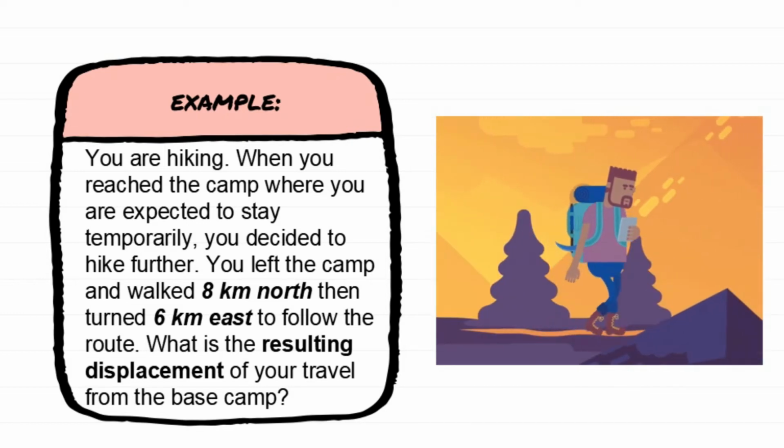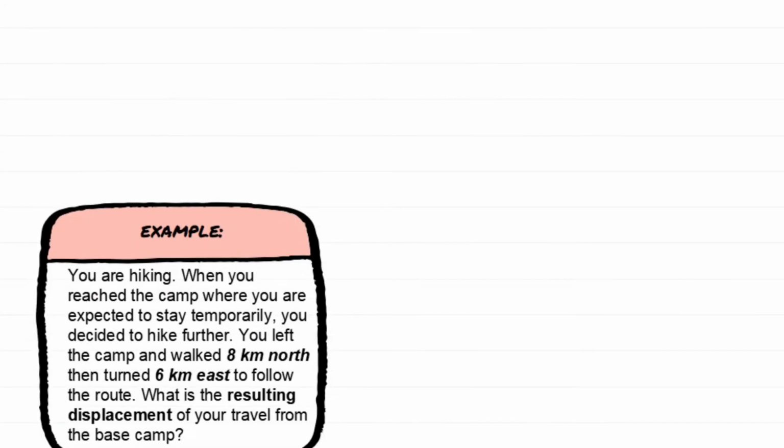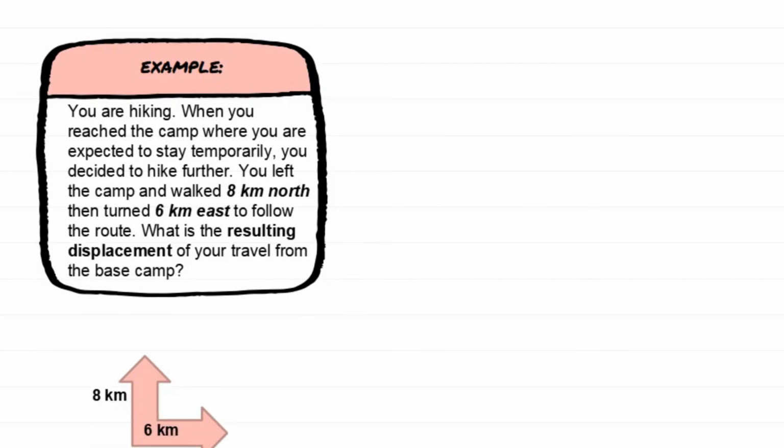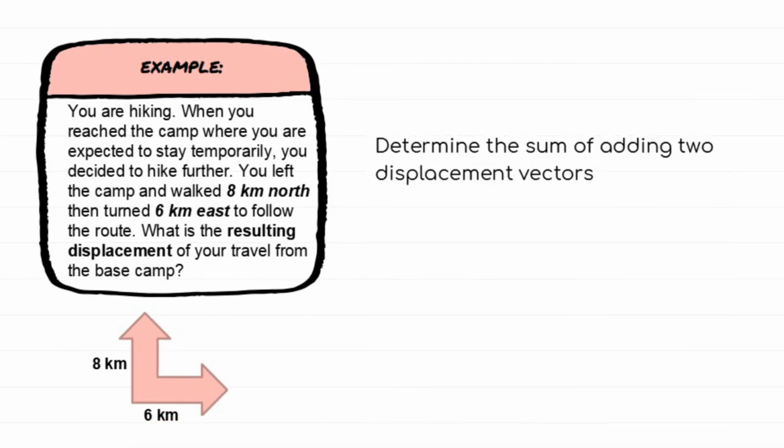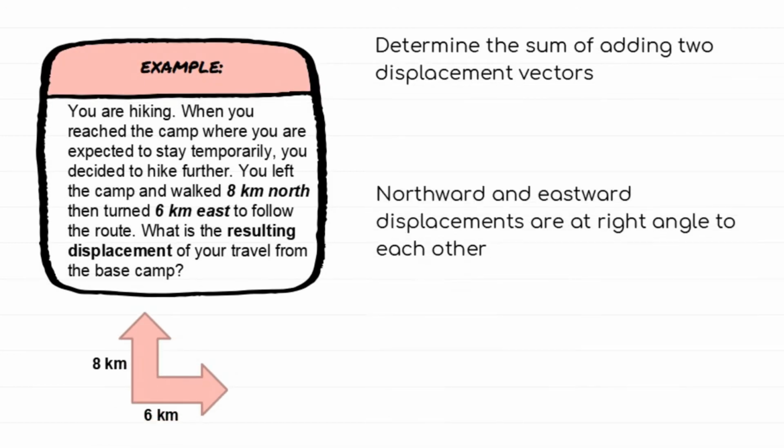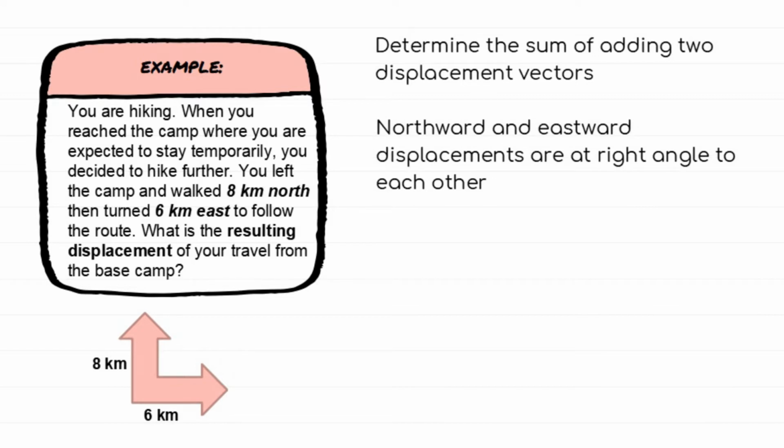This problem seeks to determine the sum of adding two displacement vectors. The northward and the eastward displacements are at right angle to each other. So to determine the resultant, we will use the formula a squared plus b squared equals c squared, where a is equal to 8 and b is equal to 6. To find c, we will add the square of a and b and find the square root of the sum.